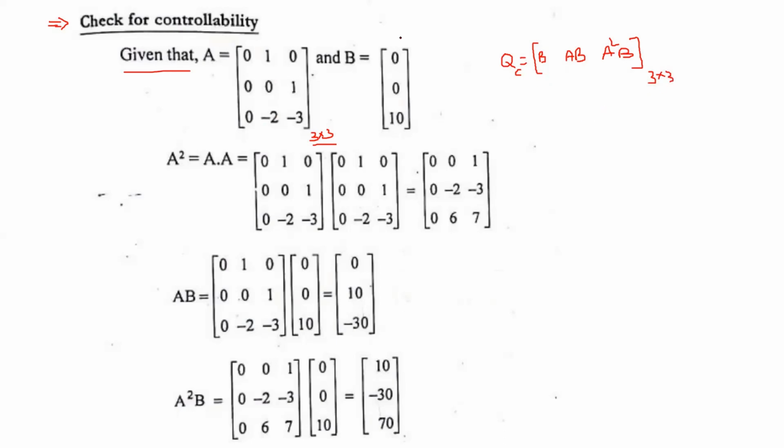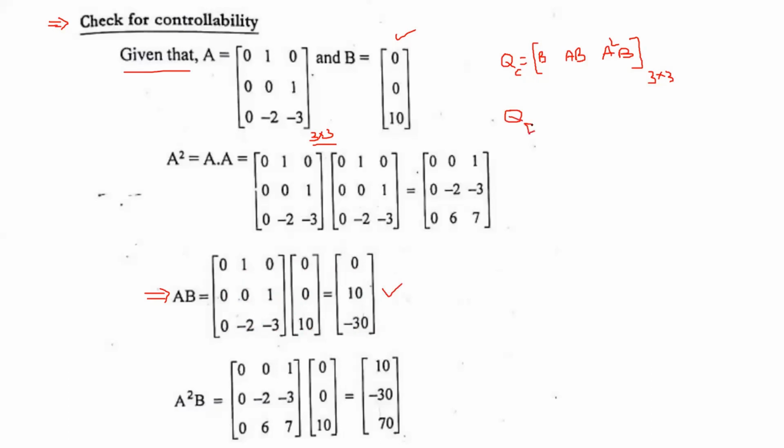So what is the B matrix? There is a B matrix already given. What is the AB matrix? Here we multiply the A and B matrices. Look at this, how to multiply A and B. So 0 into 0, plus 1 into 0, plus 0 into 10. It should be 0. 0 into 0, 0 into 0, 1 into 10. It should be 10. 0 into 0, minus 2 into 0, minus 3 into 10. It should be minus 10. So what is the matrix A into B? Therefore, I am going to write the matrix QC over here.